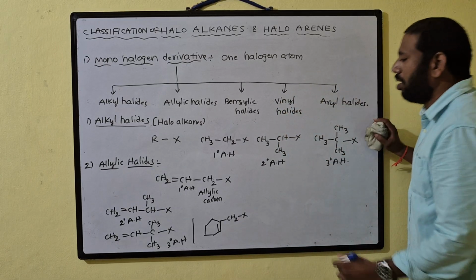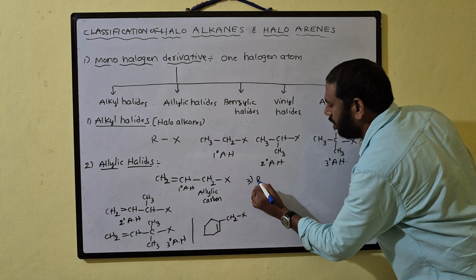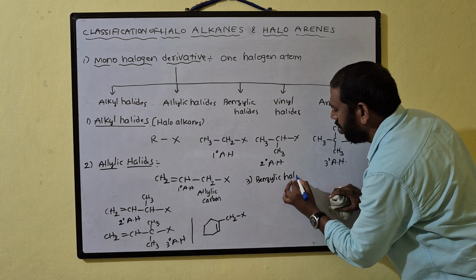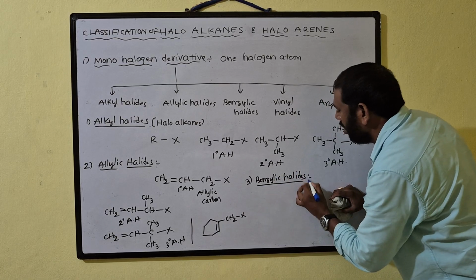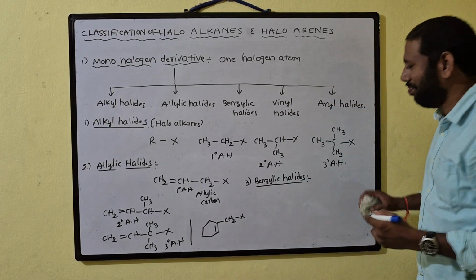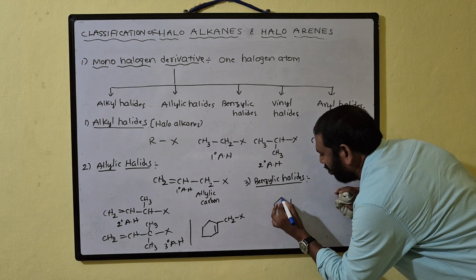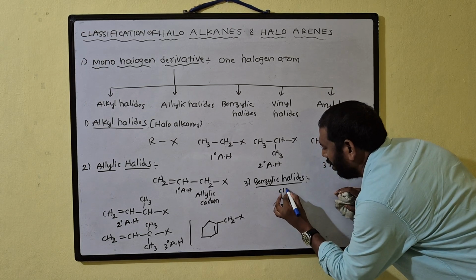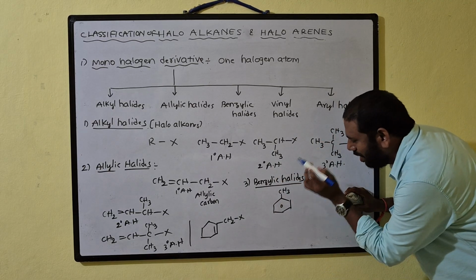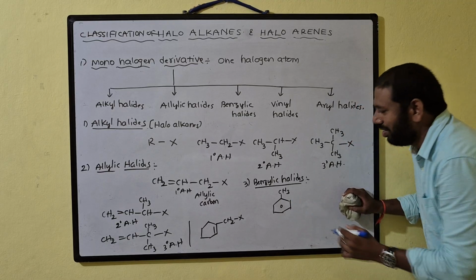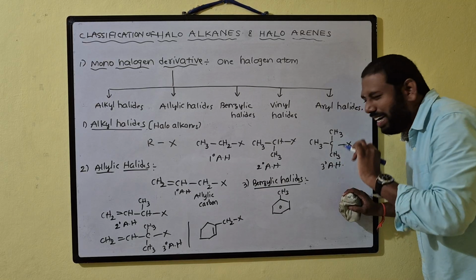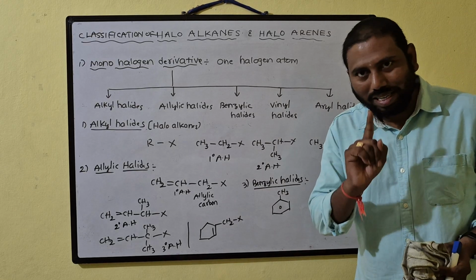Right. Now coming to the third one, benzylic halides. In benzylic halides, halogen is directly attached to a benzylic carbon. What is a benzylic carbon? For example, I have taken toluene. This is an sp3 carbon, directly attached to a benzene ring. So this carbon is called the benzylic carbon. The sp3 carbon which is directly attached to a benzene ring is called the benzylic carbon.